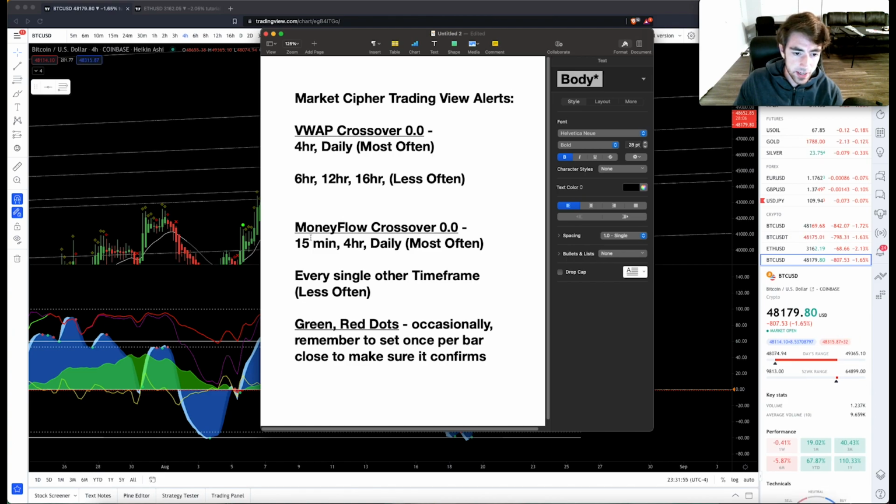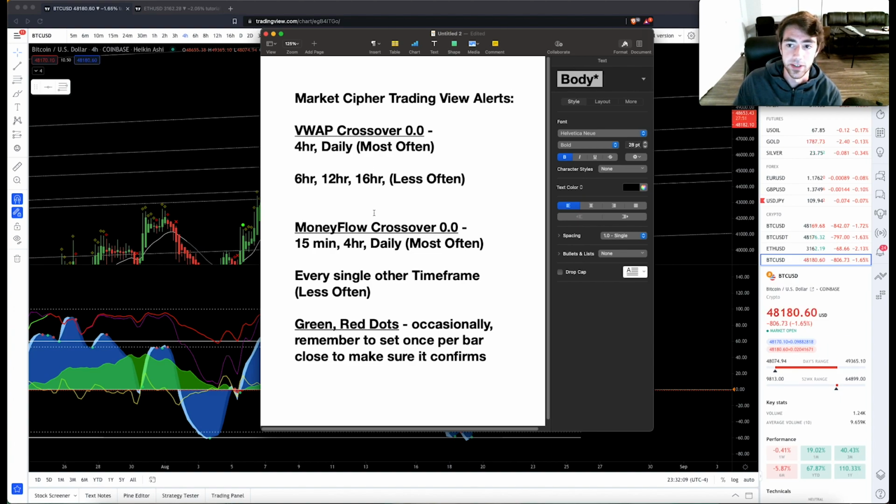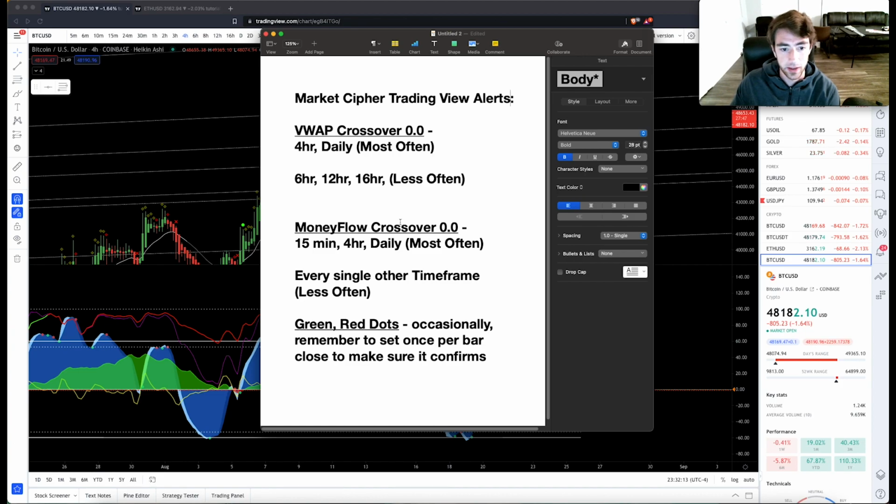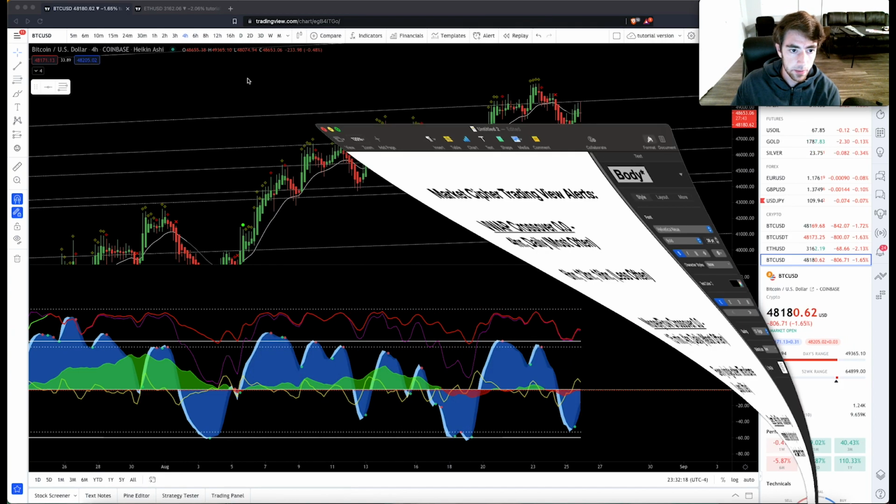For entering trades, there's pretty much every other single time frame I have set alerts depending on the situation. It's kind of situational. If I have an alert for money flow on 1 hour between 16 hours, it's going to get too hectic and it's going to be outrageous. So these alerts change day by day depending on what I'm looking at, but I'll show you the main ones that I set. So let's get into the VWAP crossover.